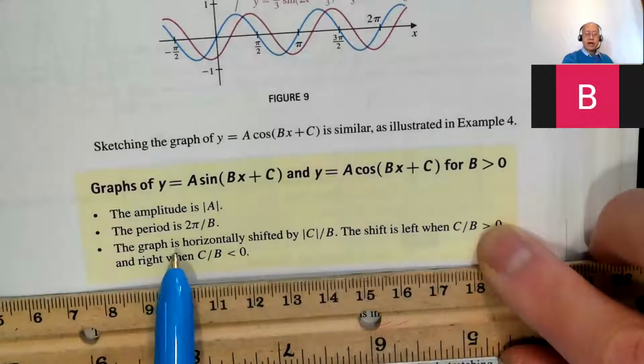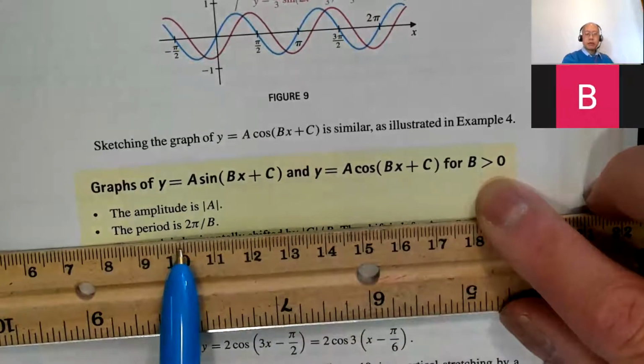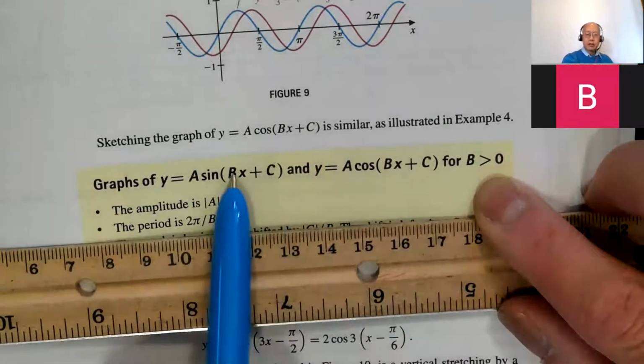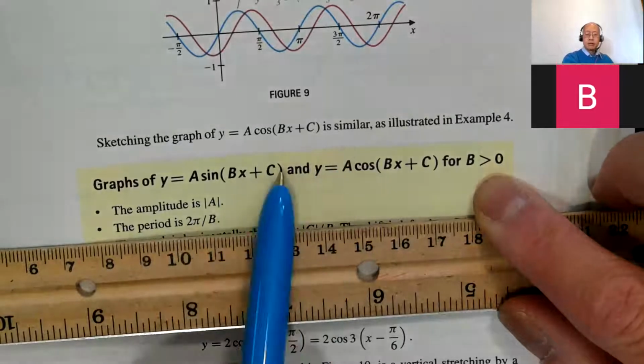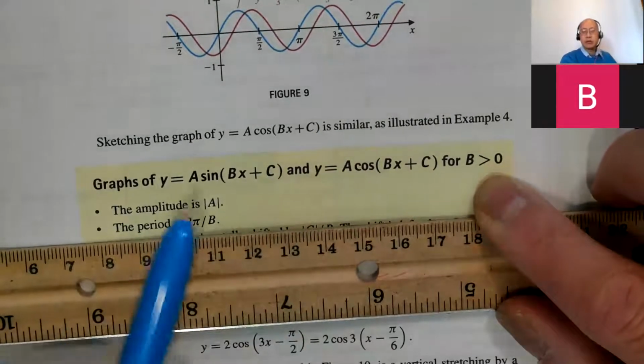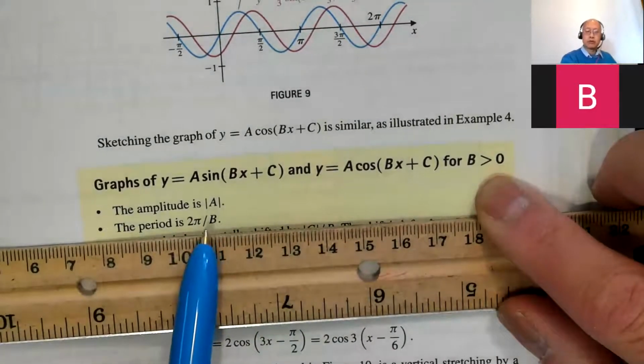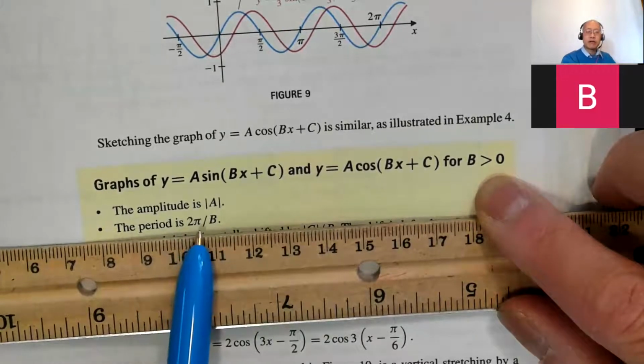This stuff, even though it's correct, I don't really want you to use it. I'll approach it from the standpoint of factoring out the B. Besides, that makes it more consistent with what you learned before about horizontal and vertical shifts. I'll show you what I mean when we get to that. Amplitude, absolute value of A, period is 2 pi divided by B.